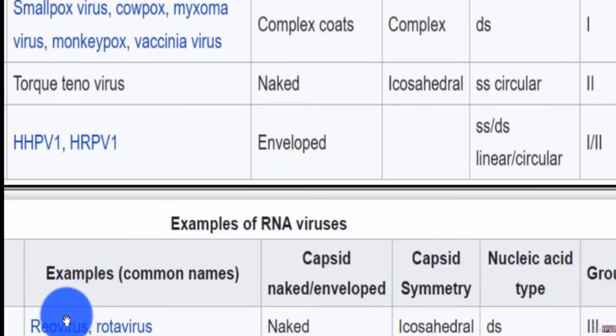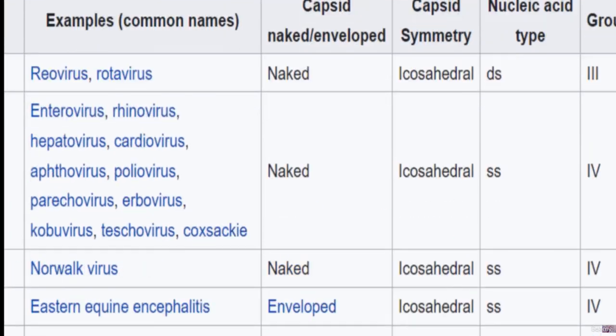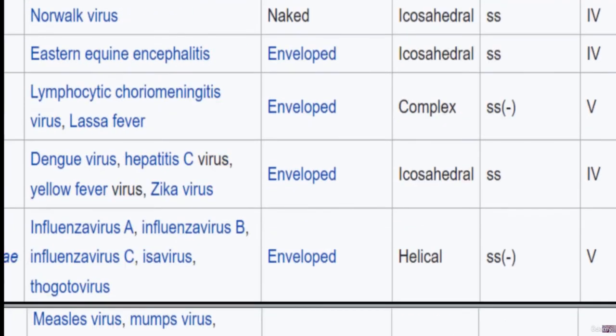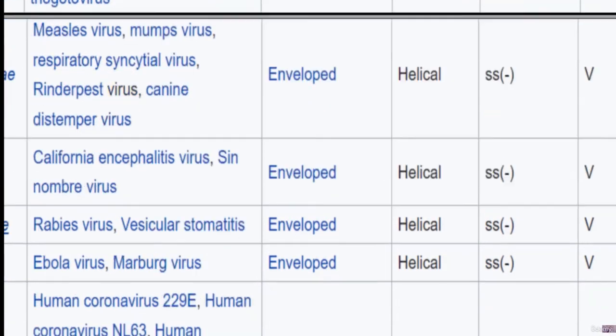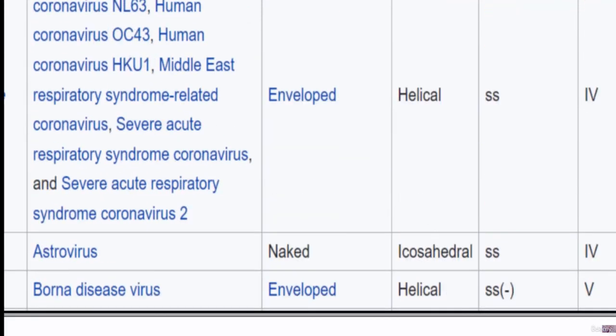Examples of RNA viruses: reovirus and rotavirus. The capsid is naked, the capsid symmetry icosahedral. Picornaviruses, caliciviridae, togaviruses, arenaviruses, flaviviruses, also orthomyxoviridae, paramyxoviridae, bunyaviruses, rhabdoviridae, coronaviridae, astroviridae, bornaviridae.